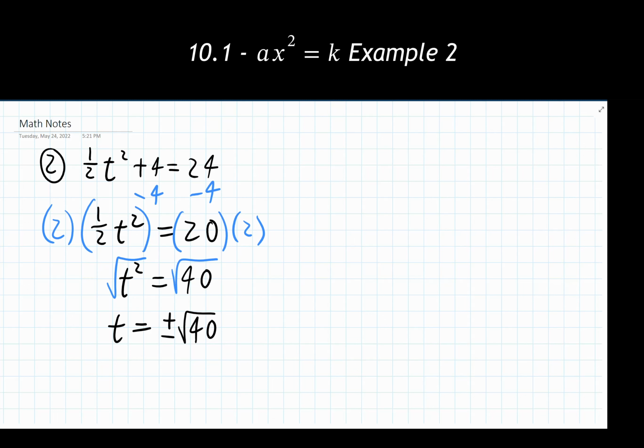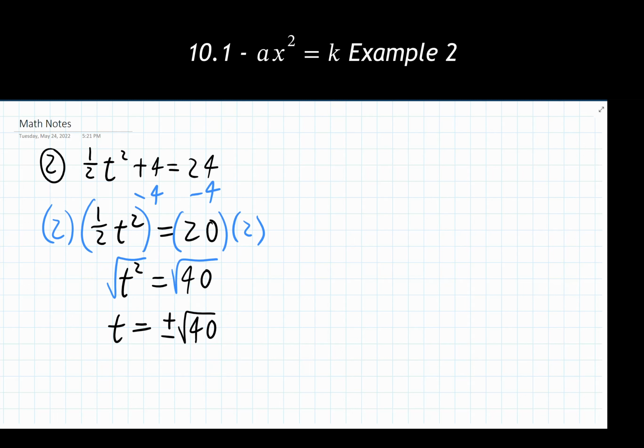Now, if your instructor is asking you to rewrite this as a decimal, at this point you would want to enter the square root of 40 into your calculator and then write out whatever that decimal is going to be. I think it's going to be something around 6 point, and then you're going to have some decimals after that.